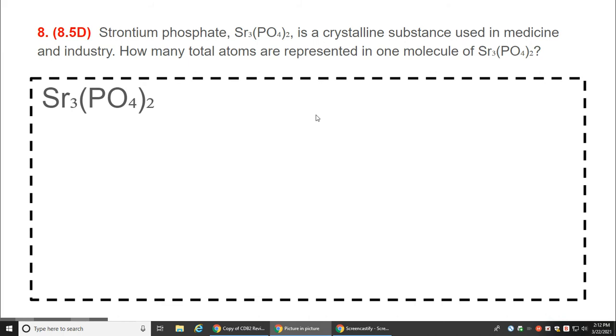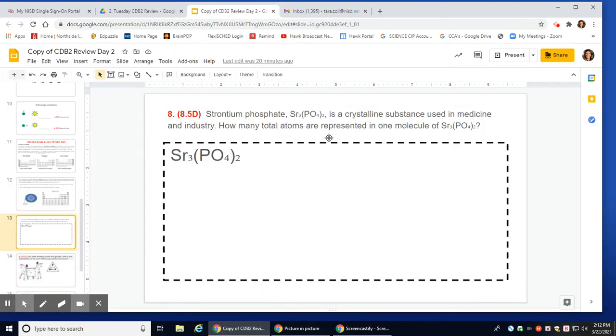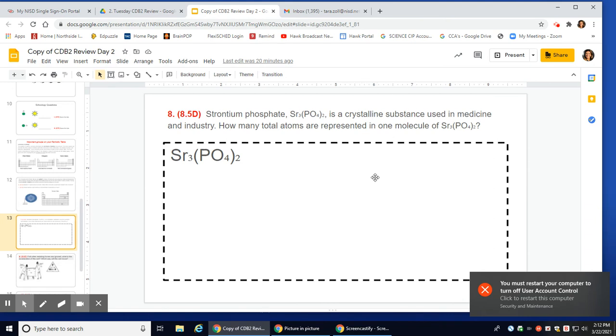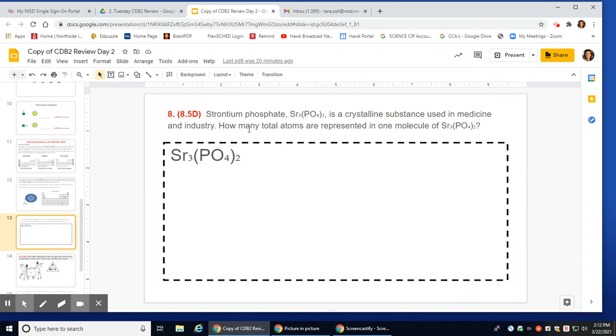All right, let me minimize and grab some web paint and help you with this problem. It says strontium phosphate is a crystalline substance used in medicine. How many total atoms are represented in one molecule of strontium phosphate? So this is one molecule because there's no coefficient in front of it. If we wanted to put a 1, we could and say this is one molecule, but we don't need to do that. When we don't see a coefficient in front of the chemical formula, it's one molecule, that one molecule we're looking at.